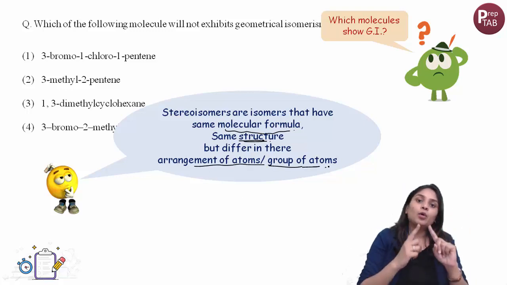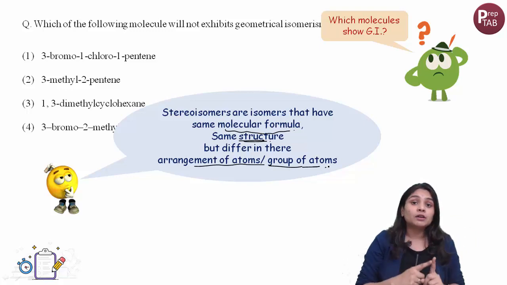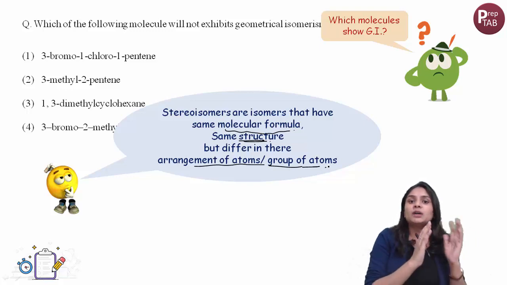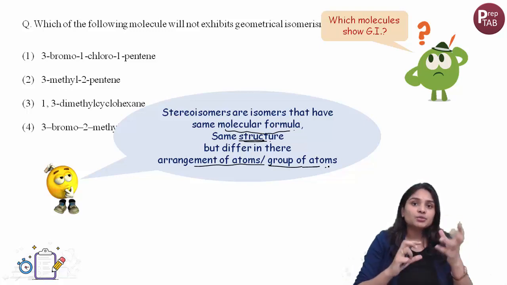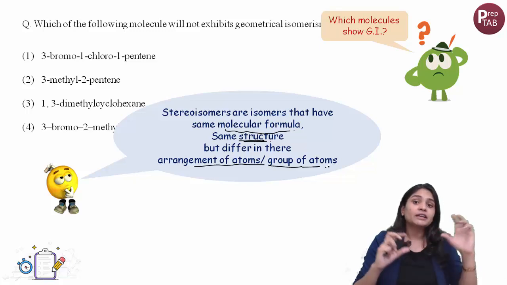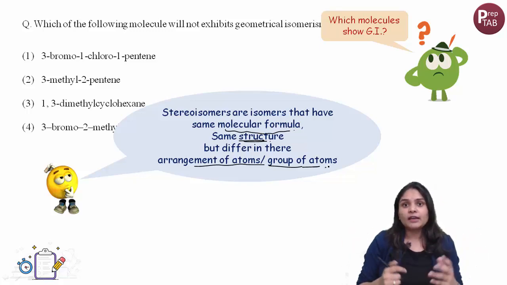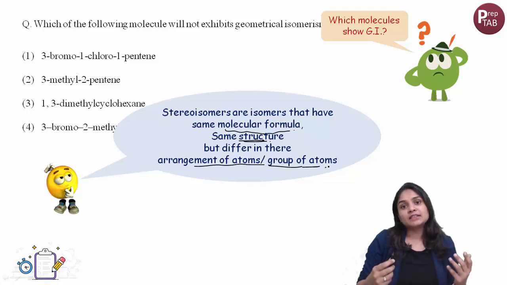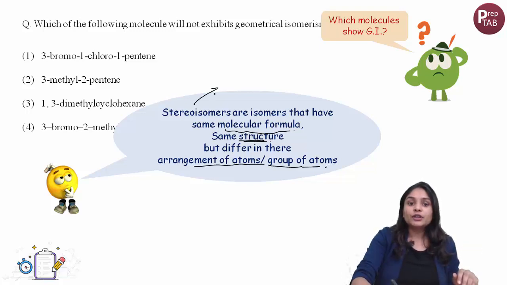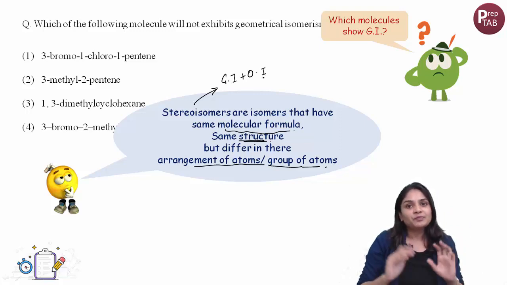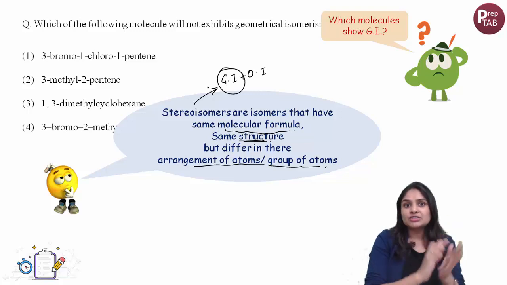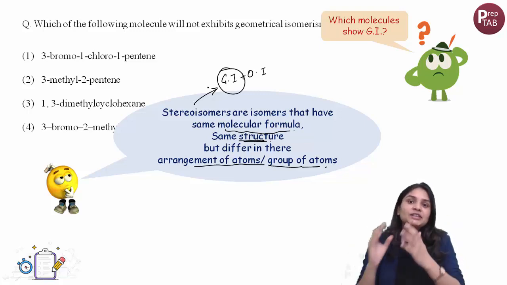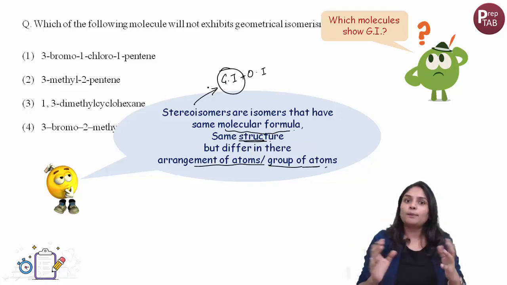But the only difference will be in the arrangement of atoms or groups of atoms. Their bonding will be the same, their molecular formula will be the same, but due to some reason the arrangement of atoms will be different. Let us see what those reasons are. First thing, stereoisomers contain geometrical isomers and optical isomers. In this section we are only going to discuss geometrical isomers. In the next section we will discuss optical isomers.